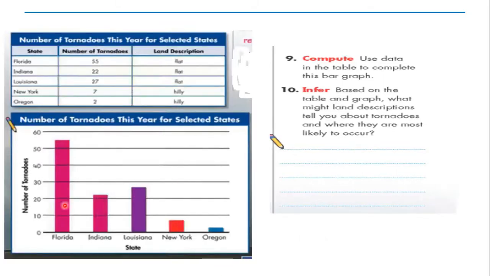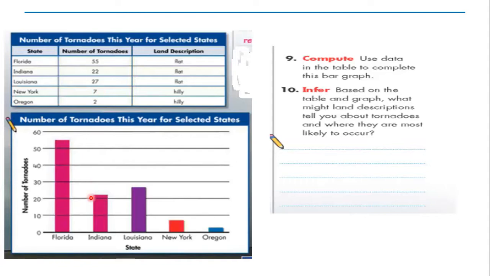Now here, question number one, who can answer it? Use data in the table to complete this paragraph. Yes. For Florida, you have to complete it. It's about 55. You have to draw the bars. Indiana, you have to draw also, it's about 22. You have to draw the bar. So here is the same information but in a different way. Here a table, here a paragraph.